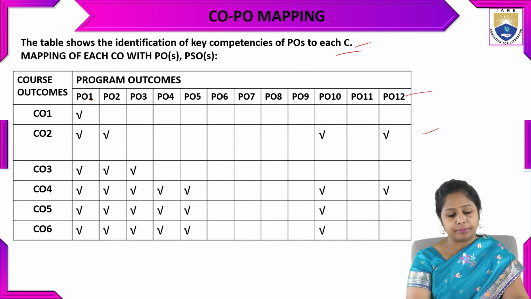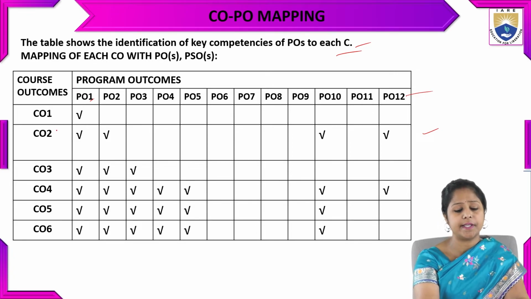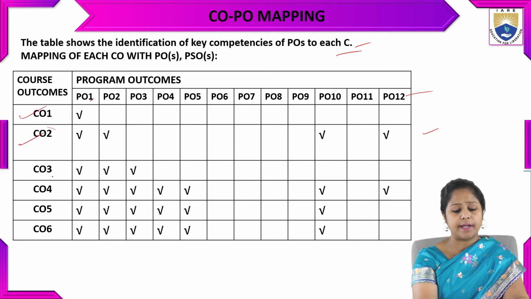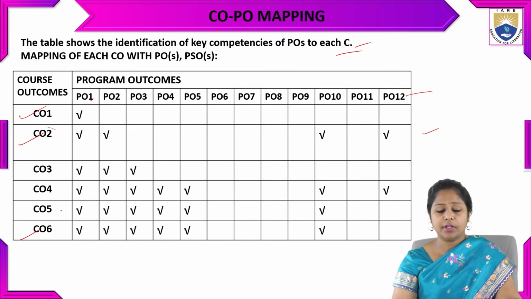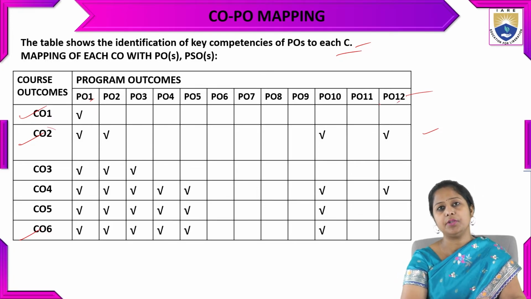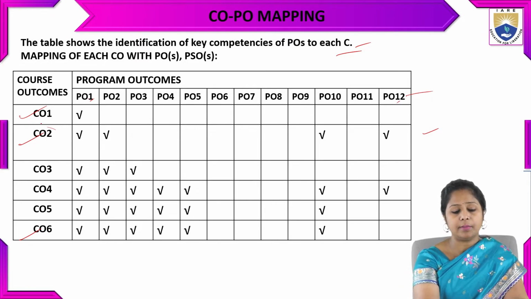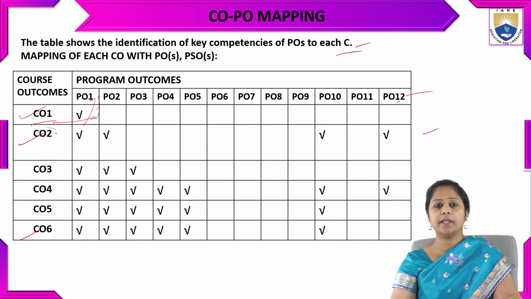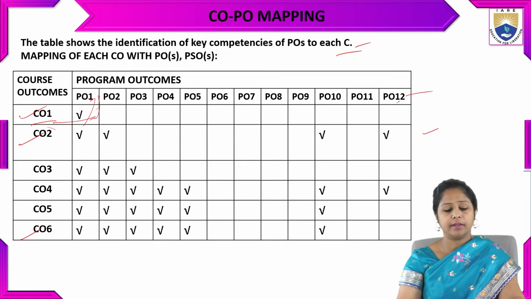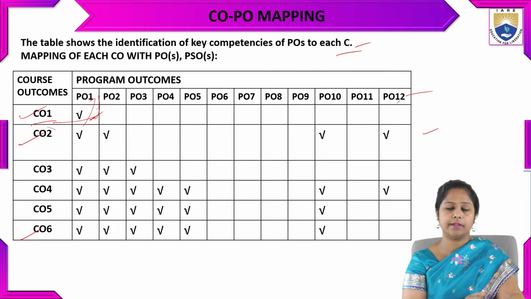So let's see. For our course data warehousing and data mining, there are 6 COs, that is CO1 to CO6, right? We have seen that. The program outcomes are PO1 to PO12. So how are they going to be mapped? On the basis of CO1 and PO1, what different competencies are there? On the basis of that, CO1 and PO1 will be mapped with each other.